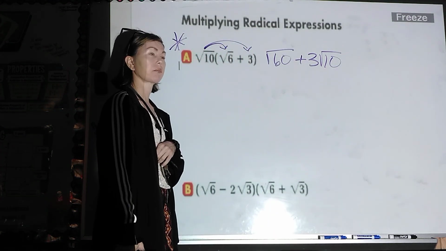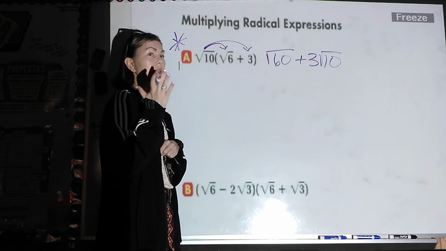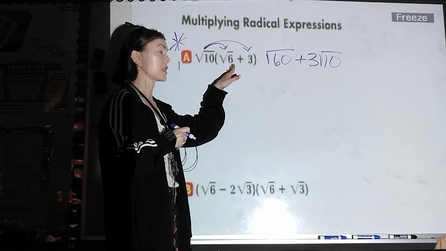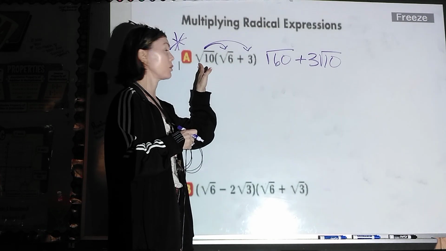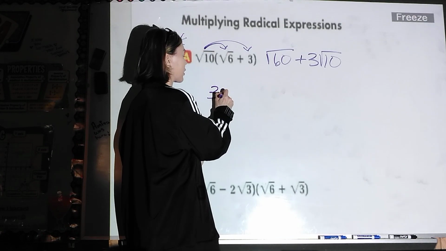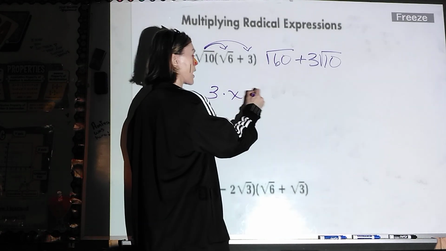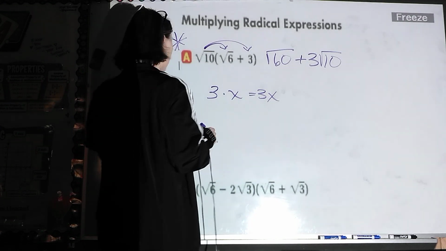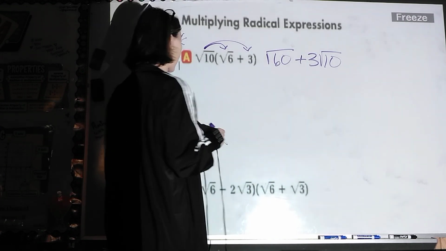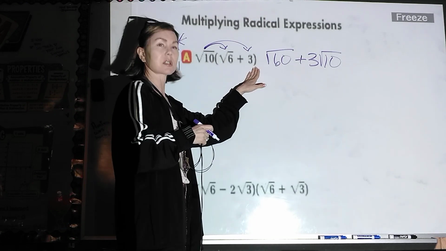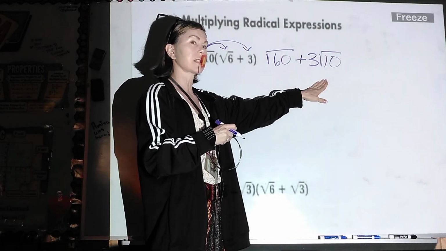Okay? So let me say that again. When you're multiplying the radicals, you do multiply the numbers that are inside. And then when you multiply a radical to a whole number, it's like if you were to do 3 times x, your answer would be 3x. Well, same thing here. We have to treat the radical like a variable. Radical 10 times 3 is going to be 3 radical 10.